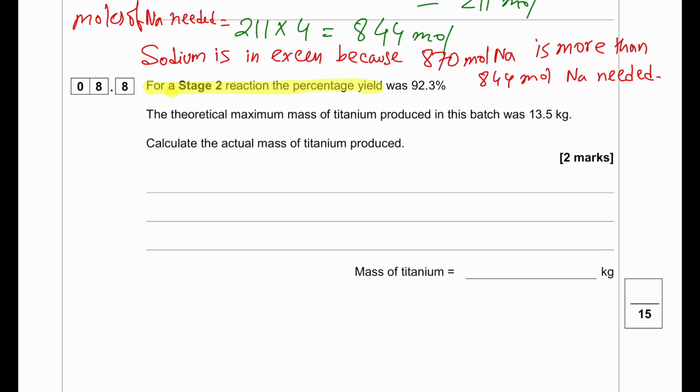For the stage 2 reaction, the percentage yield was 92.3%. The theoretical maximum mass of titanium produced in this batch was 13.5 kilograms. Calculate the actual mass of titanium produced. Since we theoretically were supposed to produce 13.5 kilograms and we had a 92.3% yield, we'll just multiply it by 92.3% and this will give us our answer, which is 12.5 kilograms.